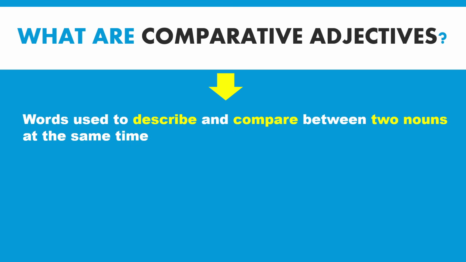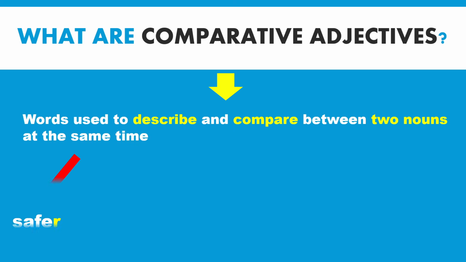Comparative adjectives are words used to describe and compare between two nouns at the same time. Describe in BM means menyifatkan, and compare in BM means membandingkan. These comparative adjectives are divided into 6 types. What are these 6 types?